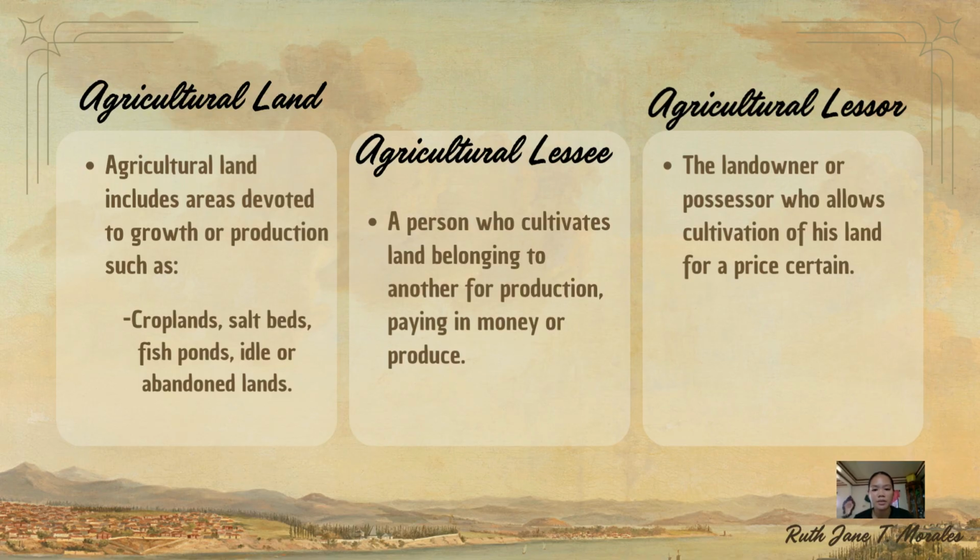So let's go to agricultural lessee and lessor. In farming, there are two important roles, the lessee and the lessor. The agricultural lessee is the farmer who cultivates the land. He's the one doing the work of planting and producing crops. Meanwhile, the agricultural lessor is the landowner or the person who allows the lessee to use his land, usually in exchange for rent or a share of the harvest. This relationship between the lessee and the lessor is what keeps agricultural production running smoothly.